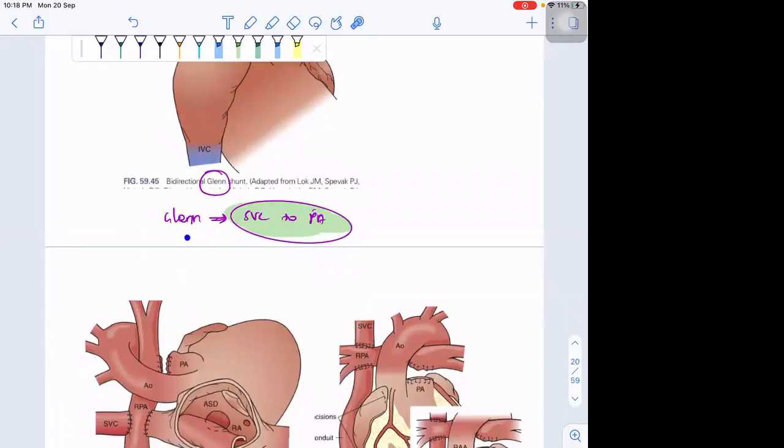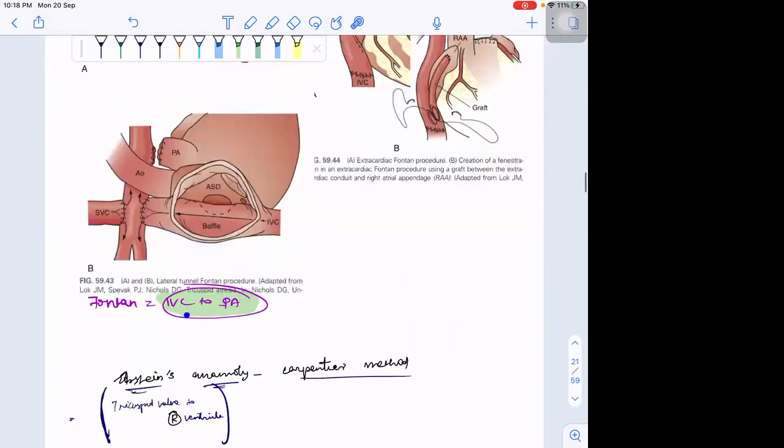They will directly ask what is Glenn shunt. It is only SVC to pulmonary artery. And what is Fontan operation? It is IVC to pulmonary artery.